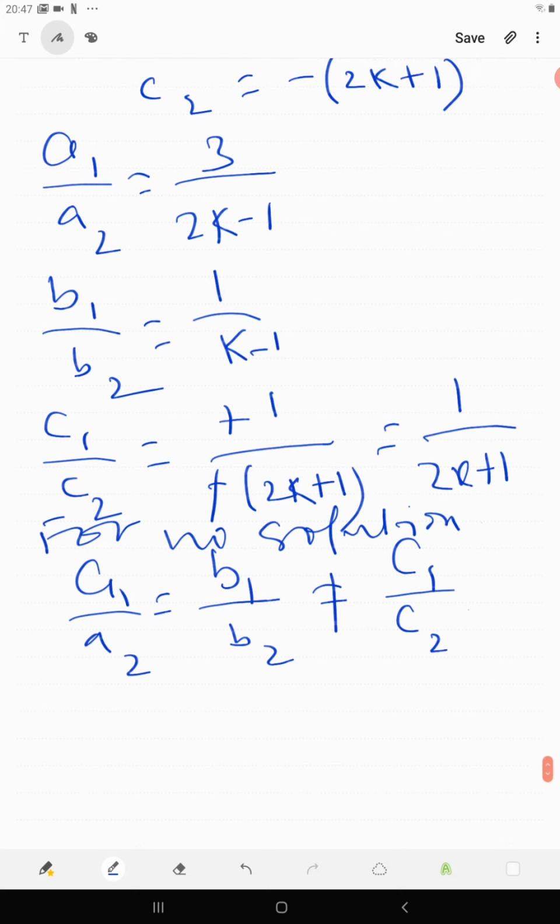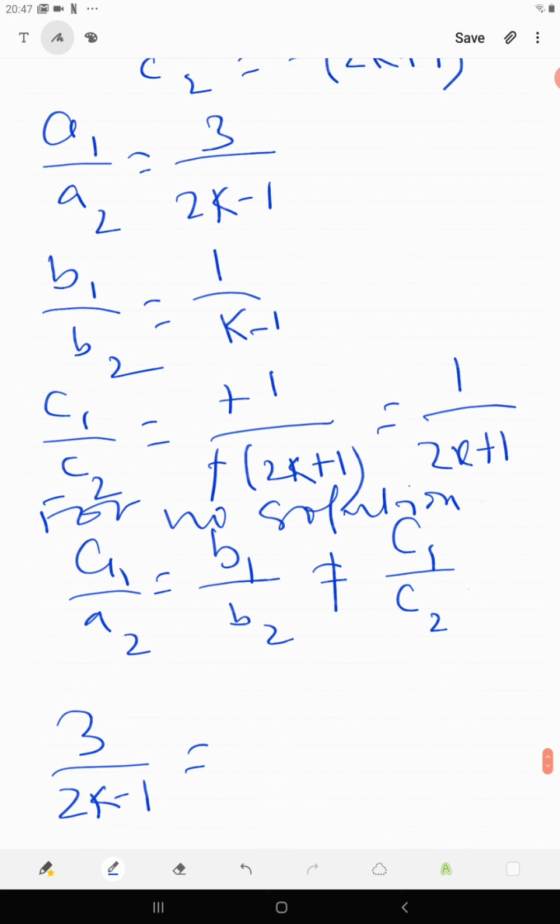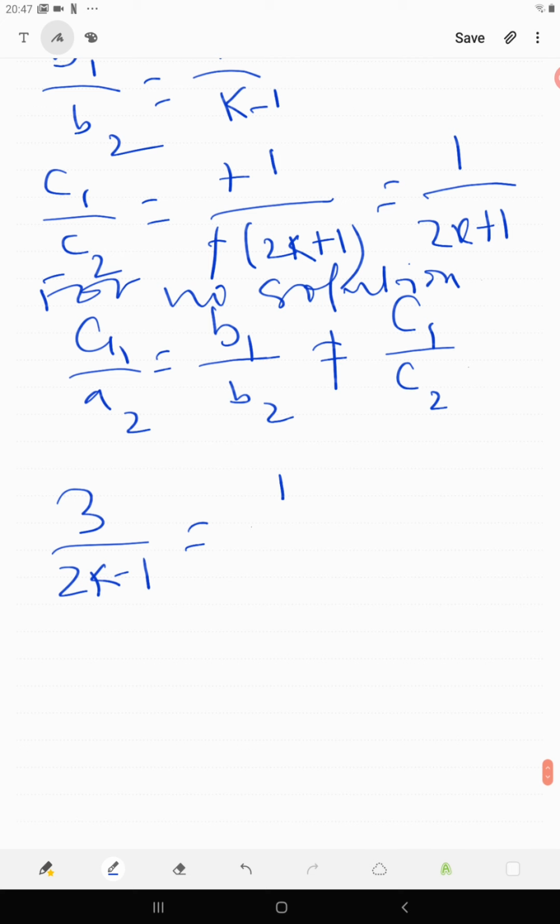So a1 by a2 is 3 by 2k minus 1. Correct? Equals 1 by k minus 1. We will not take c1 by c2 because it's not equal. So please don't try to solve with c1 by c2. Okay. Now cross multiplication will happen.